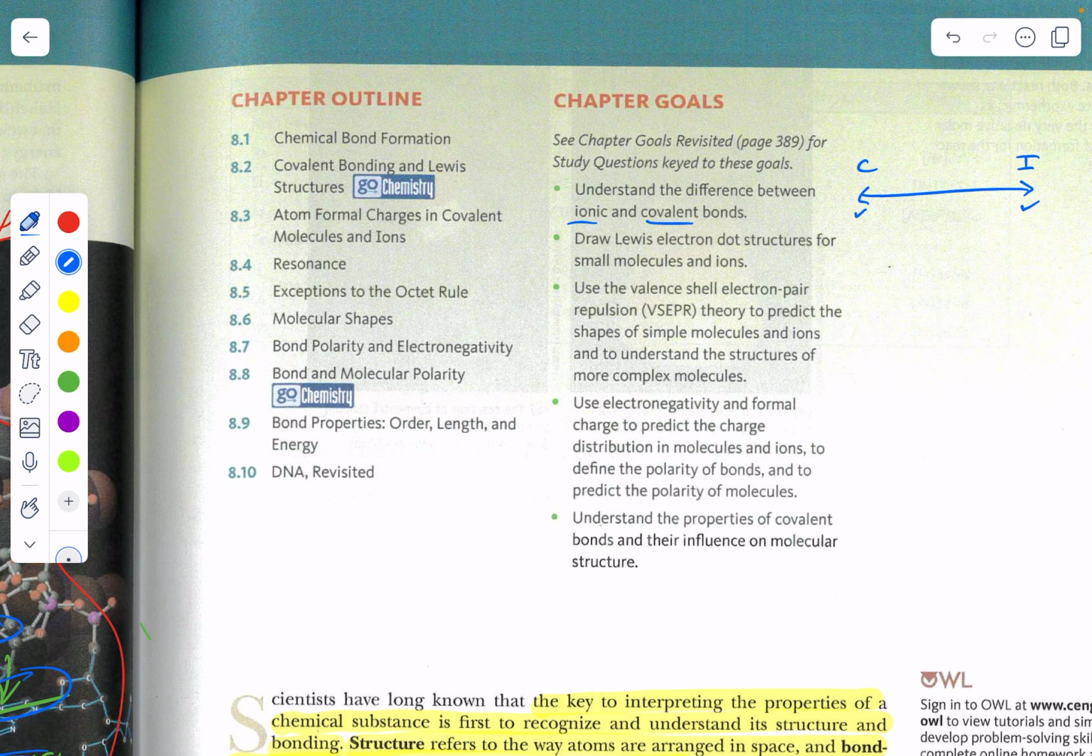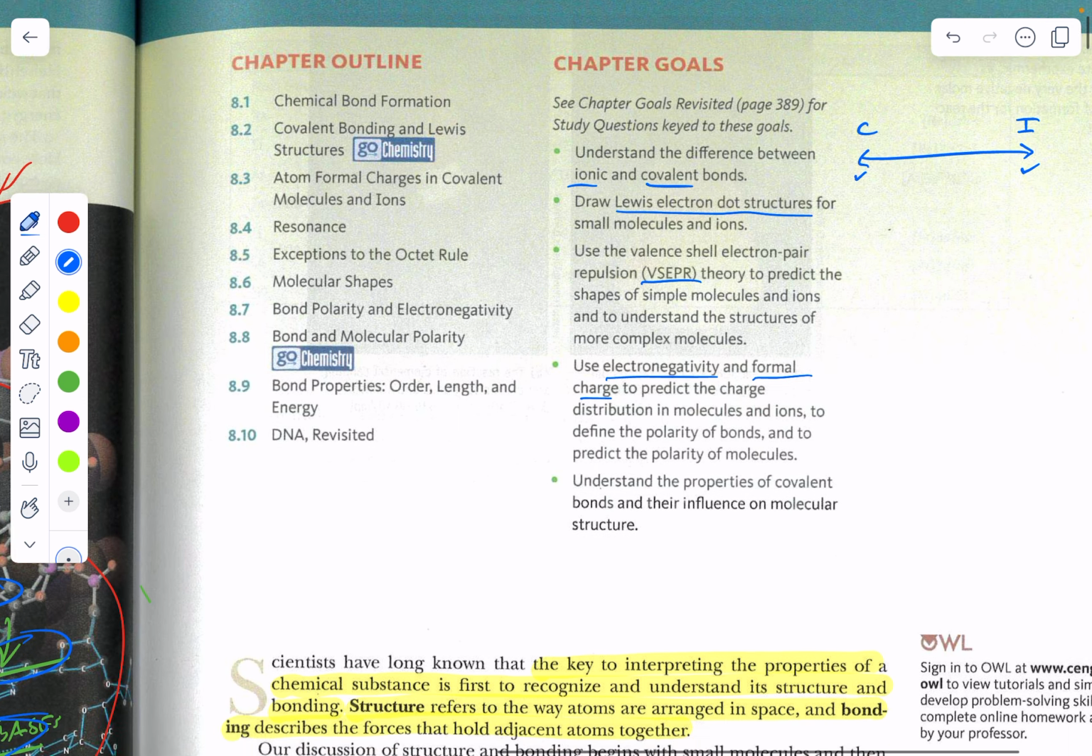We're going to learn to draw Lewis dot structures. We're also going to learn about the valence shell electron pair repulsion theory and how to use that theory as a way of drawing molecules and polyatomic ions. We're going to learn about one of the periodic trends called electronegativity later in the chapter, and formal charges. This will not be in this particular screencast. And that's some of the information that we hope to gain by studying this chapter.